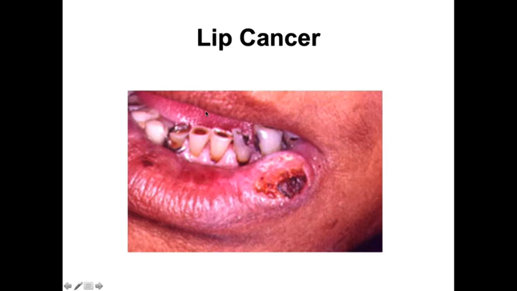Here's lip cancer. You can also see the inflammation and the tar buildup. This is a smoker. You can see all the black necrotic tissue here. You can see the mercury fillings. You can see all the tar buildup. All the tar buildup around the teeth.